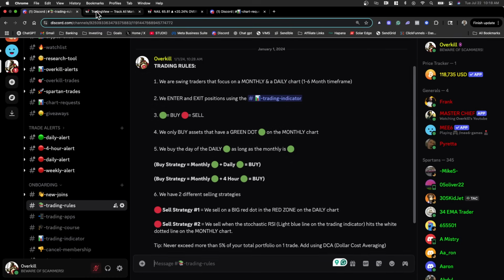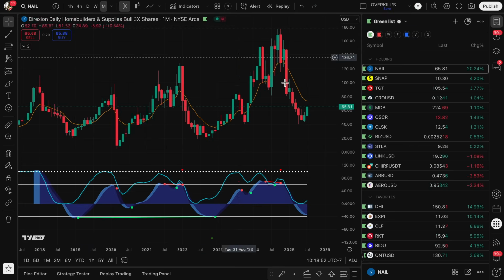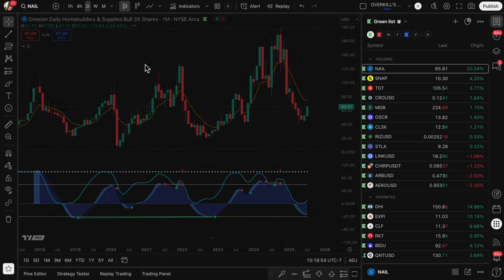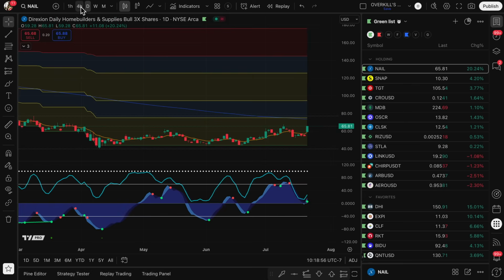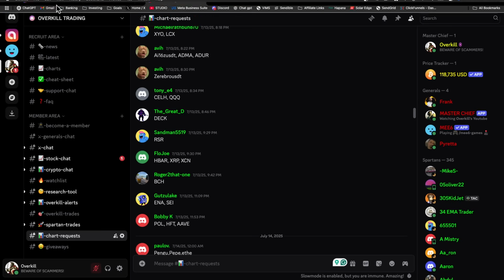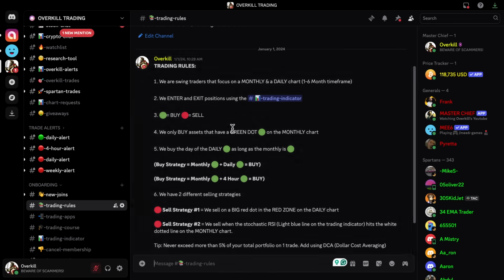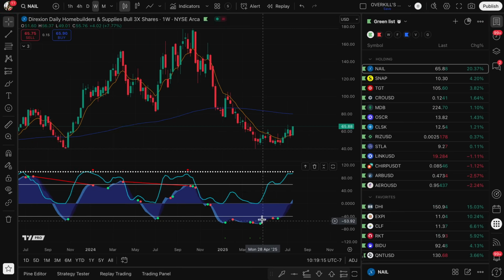So when I talk about the monthly and the daily chart today, I am talking about the chart up here. This is the monthly time frame. This is the daily time frame. We also take into consideration sometimes the 4-hour and the weekly, but our primary focus here on this channel is that monthly and that daily chart. Again, 1 to 6 months out on all investments. We enter and exit positions using the trading indicator. The green dot means buy and the red dot means sell.